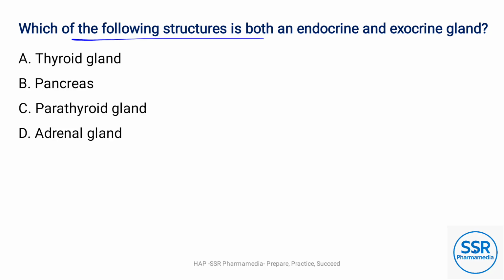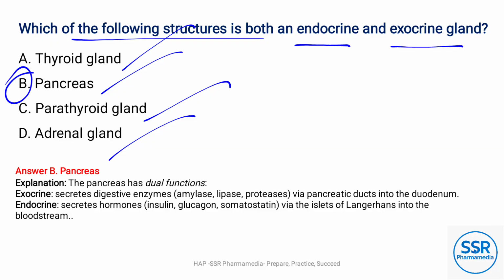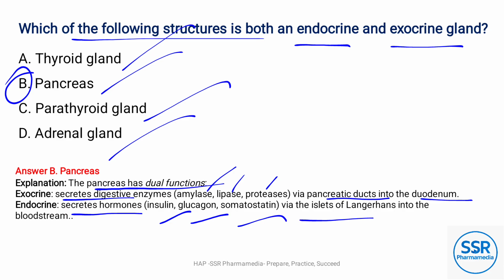Which of the following structures is both an endocrine and exocrine gland? Option A, thyroid. Option B, pancreas. Option C, parathyroid. Option D, adrenal gland. So the answer is option B, pancreas. The pancreas has dual functions. Exocrine function means it secretes digestive enzymes like amylase, lipase, protease via the pancreatic duct into the duodenum. Endocrine function is secreting hormones like insulin, glucagon, somatostatin via islets of Langerhans into the bloodstream.